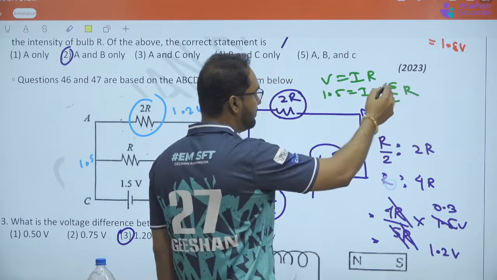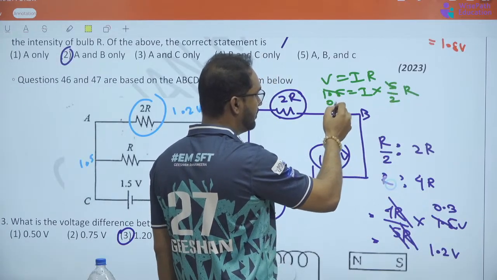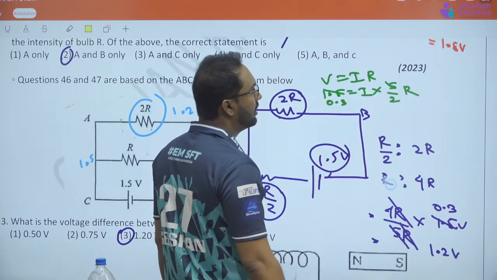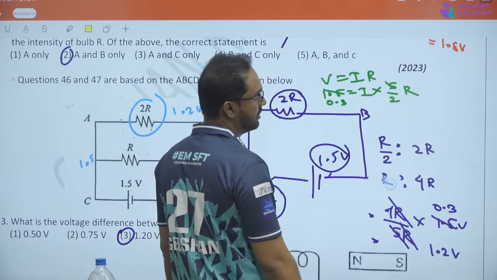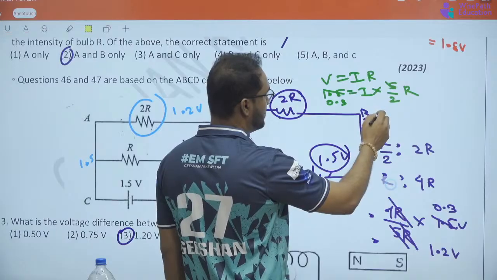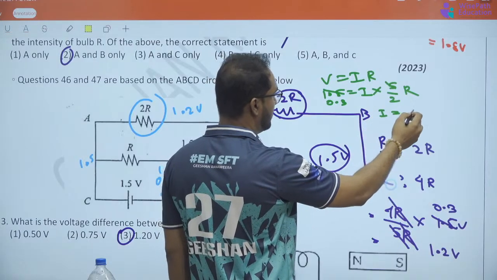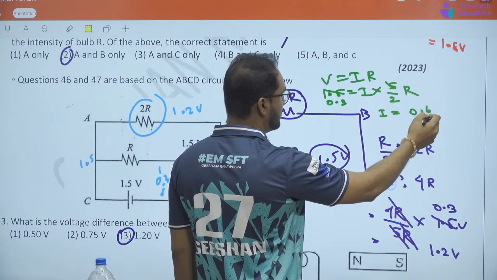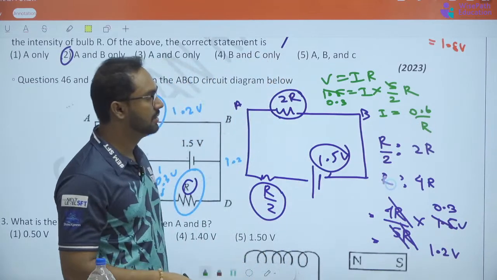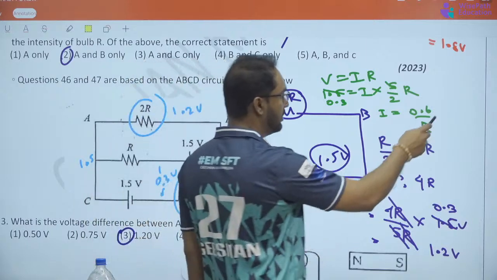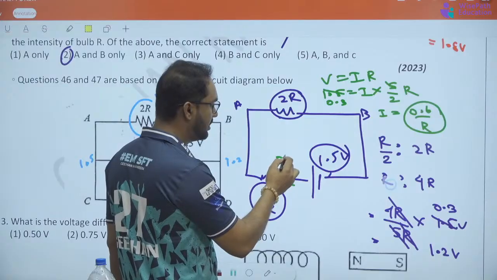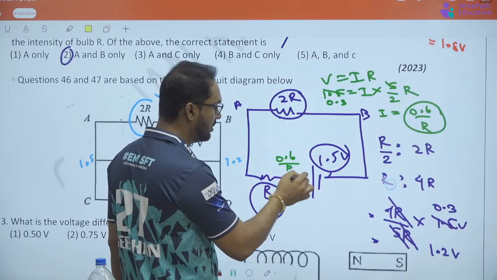If we divide this, 5 times I equals 5 times 0.3, cross multiplied, it's 0.6. I equals 0.6 divided by R. You have to divide it by R, right? This will be the current coming out of the battery. This much current will be coming out of the battery, right?